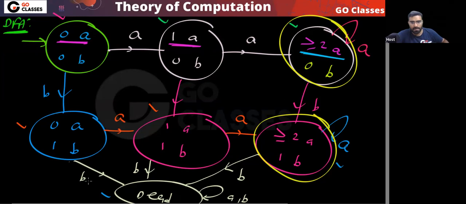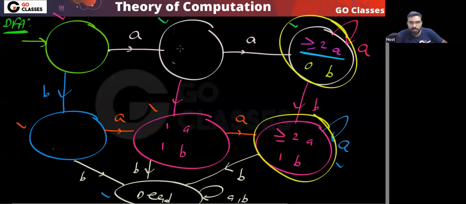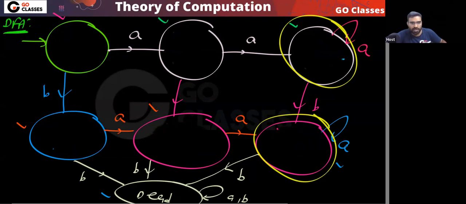Is this minimal DFA? We have created the DFA, but let's check, is this minimal? Can you check it out? You check the final states. The two final states, are they minimal? Please tell me.